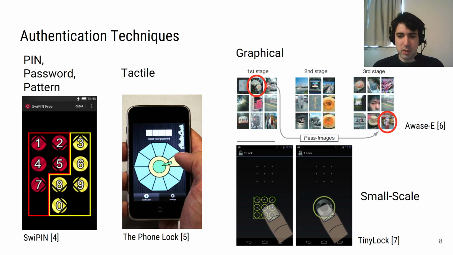There are also several small-scale locks, for example Tiny Lock by Quan and Na. In this lock, they took the conventional Android pattern lock and shrunk it down to a smaller space on the screen. They also required the users to spin their finger in a circle after authenticating to wipe away any smudges that would have been left from authenticating with the pattern.